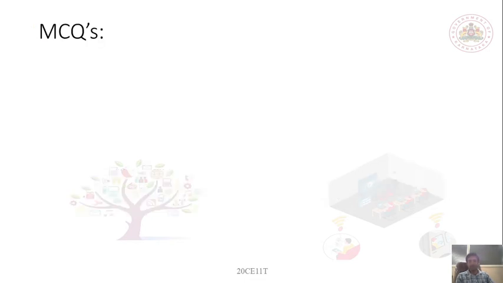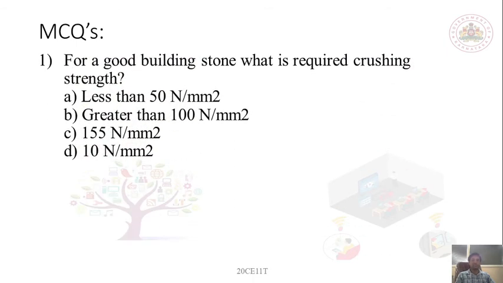Let us see whether the outcomes were achieved or not by using an assessment tool called multiple choice questions. Let me take you through the first question. For a good building stone, what is the required crushing strength? Less than 50 Newton per mm square, greater than 100 Newton per mm square, 155 Newton per mm square, or 10 Newton per mm square.